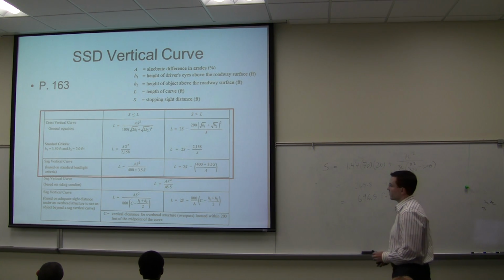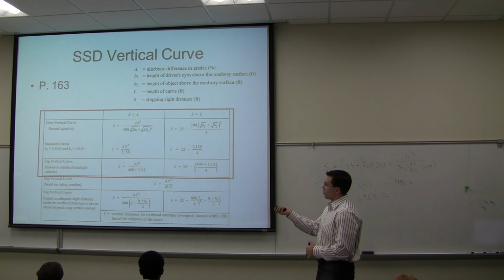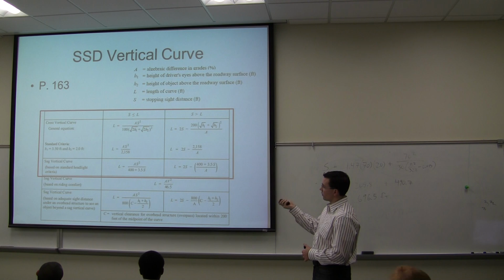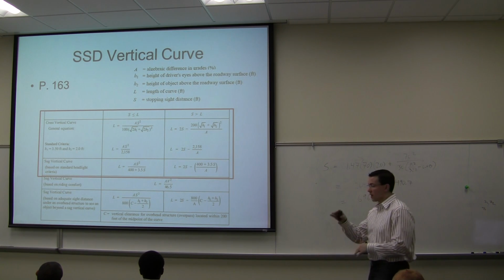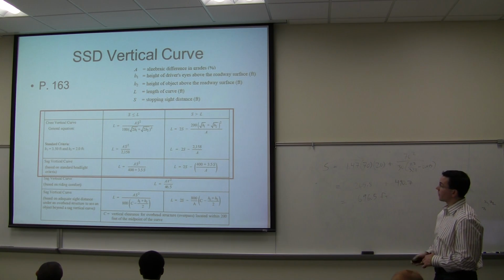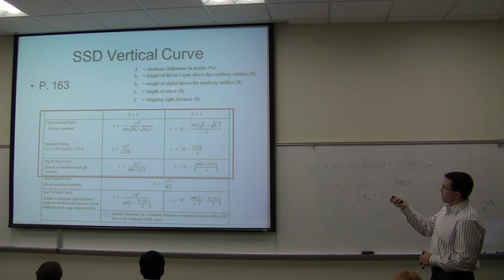They've simplified the equations. For the sag curve with the headlight criteria, they don't give you an equivalent where you can plug in the values for headlight height and headlight beam angle. They've already plugged in the standard criteria there. So these are the two equations you have to use. In those equations, it's going to give you length of curve in feet. S is what we just calculated, stopping sight distance in feet.